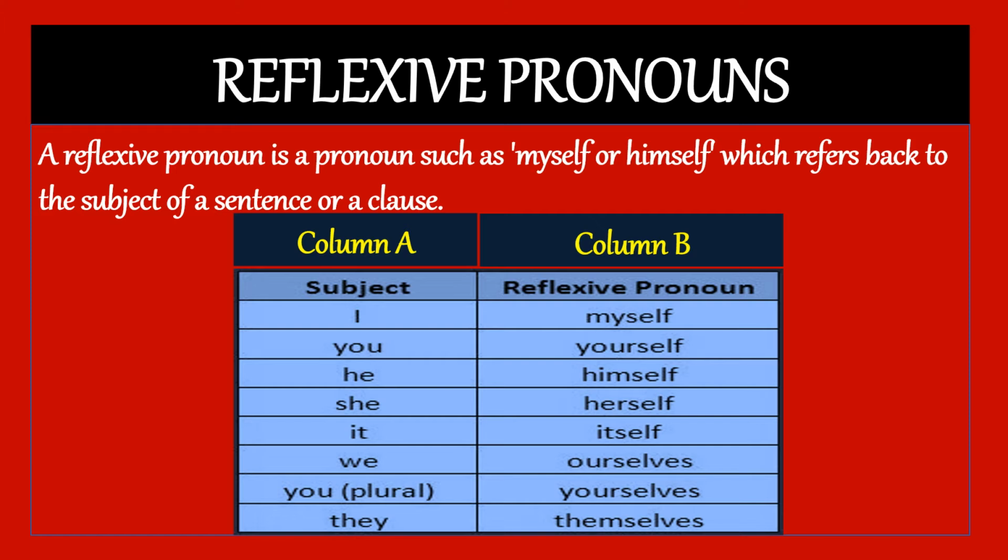Here we have another table. There are 2 columns. In column A, we have subjects, and in column B, we have reflexive pronouns. All reflexive pronouns are made from the subjective case of pronouns. I makes myself, you yourself, he himself, she herself, it itself, we ourselves, you as plural yourselves, and they themselves.